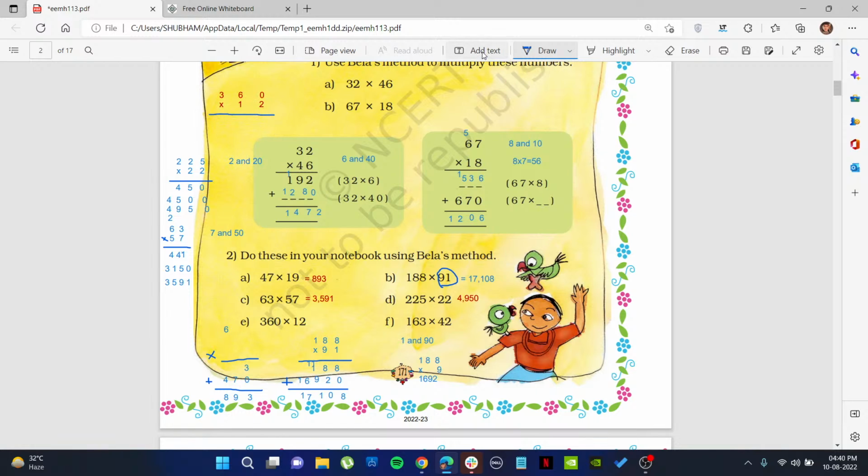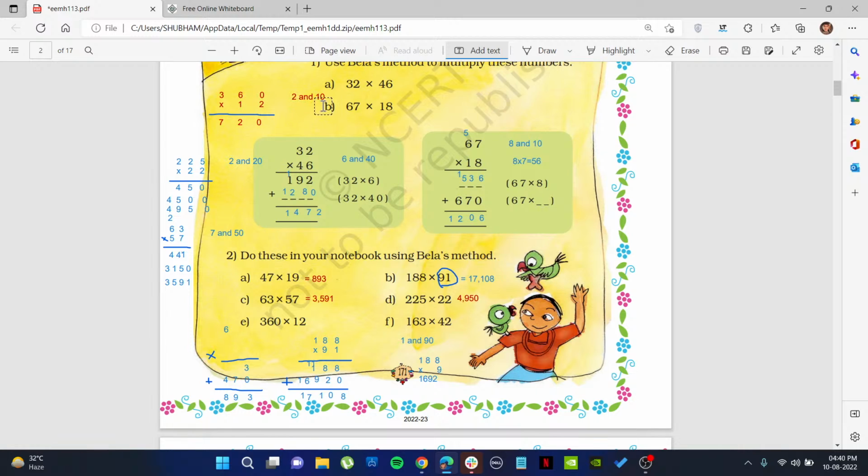So here also our first step is to break 12 into two parts, and if we do so we get 2 and 10. So we will be first multiplying 360 with this 2. So it means that we need to double 360. So double of 360 is 720. So let's write down 720 first. Okay, so we have solved for this 2.